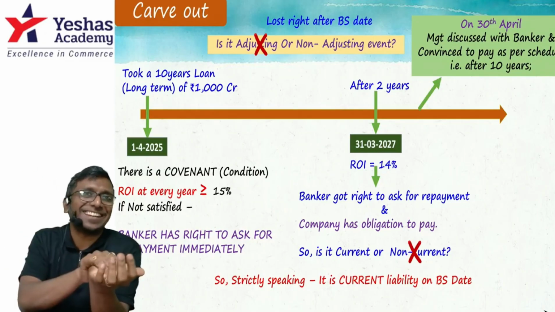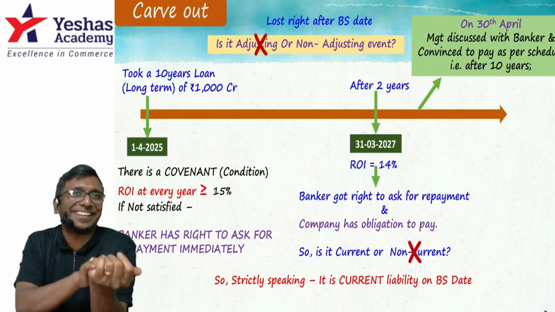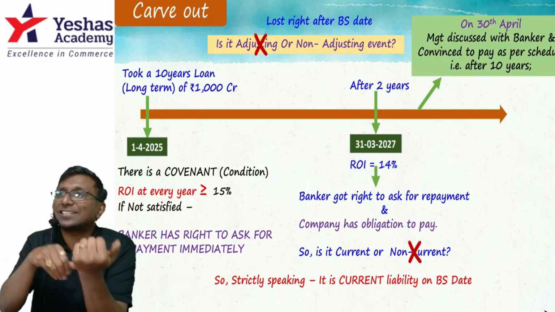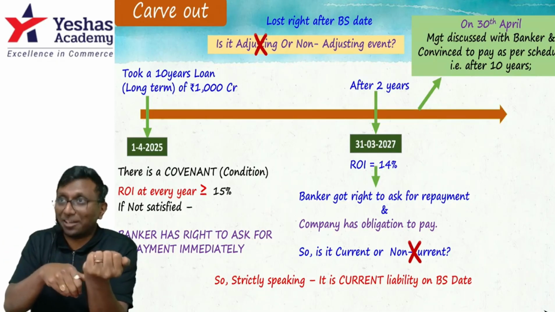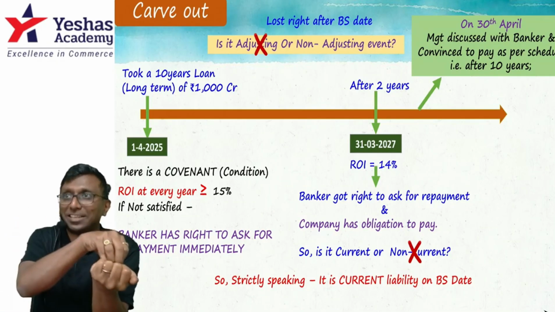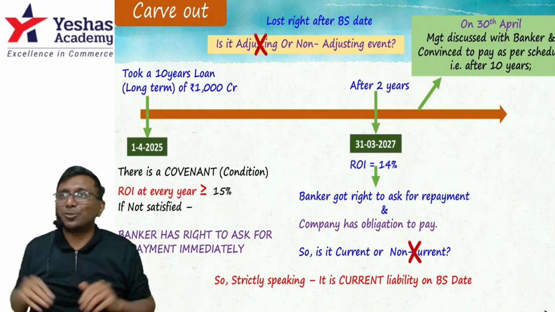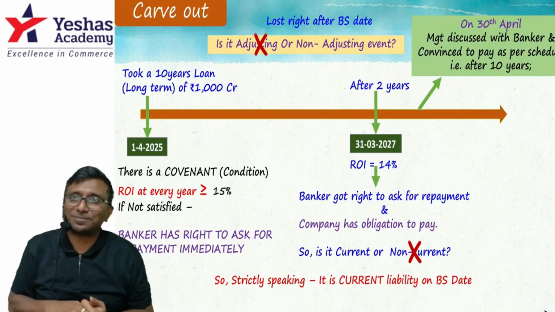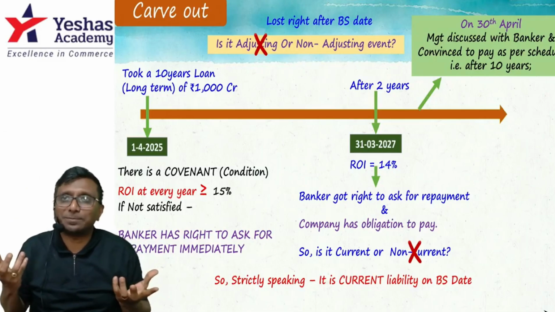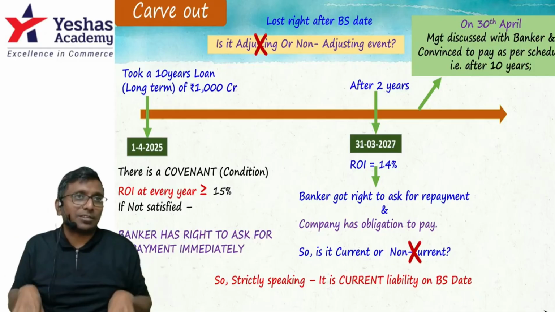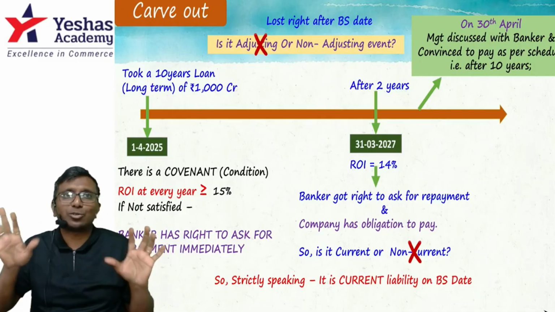We'll treat this as an adjusting event, we'll take it. If you take it as adjusting, what will happen? You should assume that the discussion happened on 31st March itself. People have agreed to it, so I am not liable to pay. He lost his right to ask. Then what will it become? That's all. Have you understood?